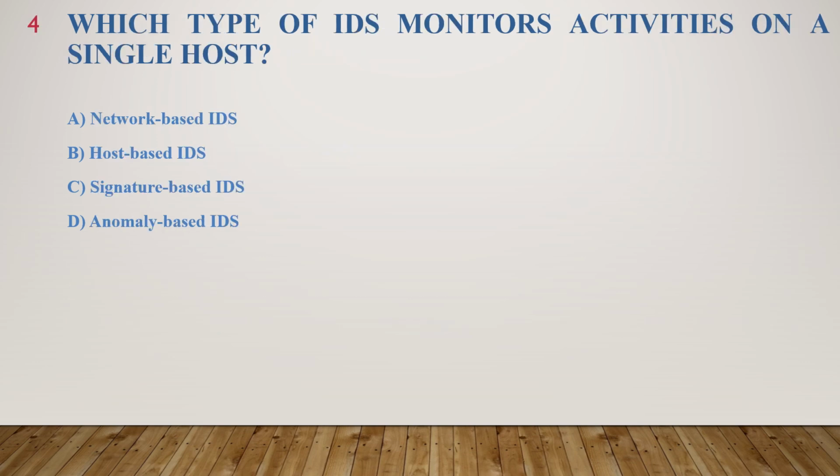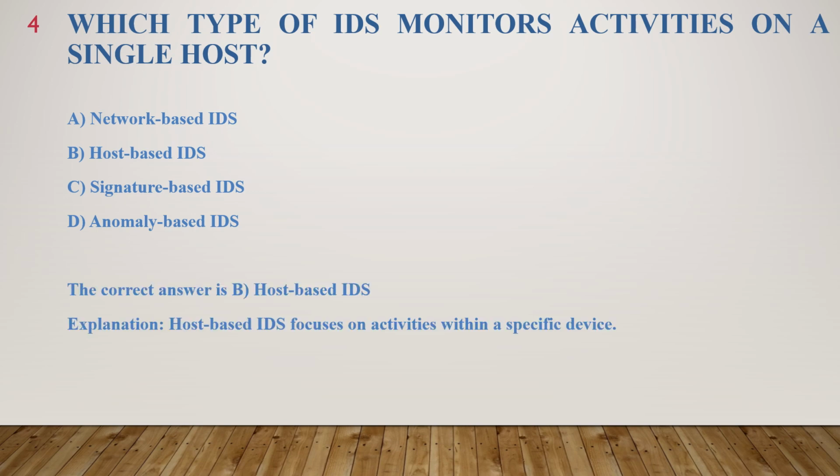Question number 4. Which type of IDS monitors activities on a single host? A. Network-based IDS. B. Host-based IDS. C. Signature-based IDS. D. Anomaly-based IDS. The correct answer is B.